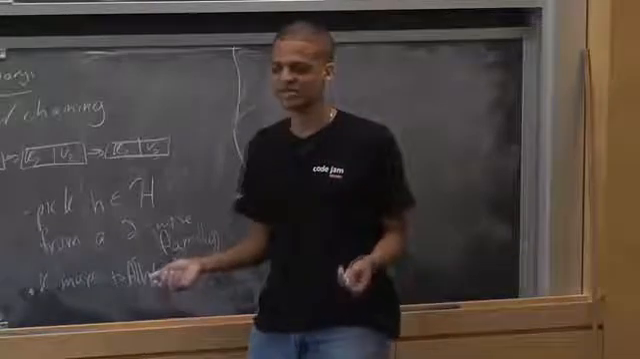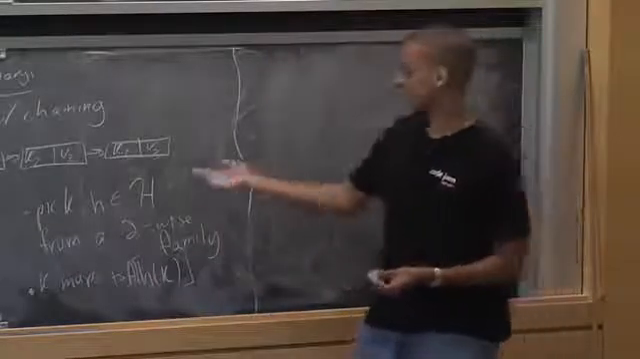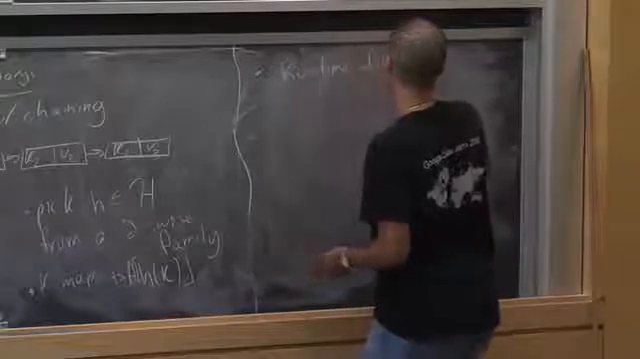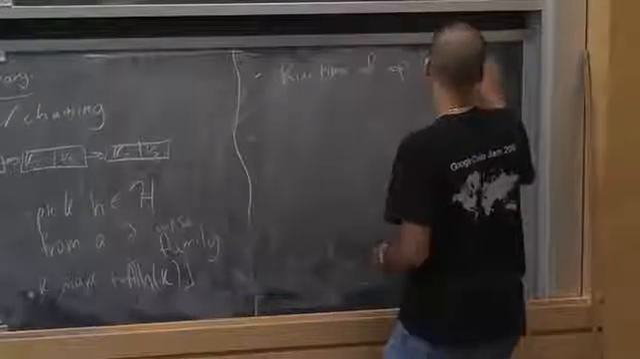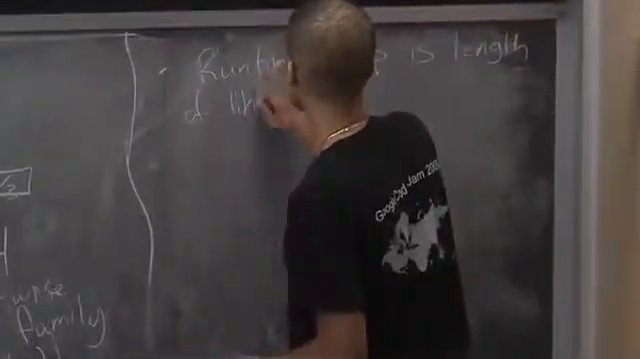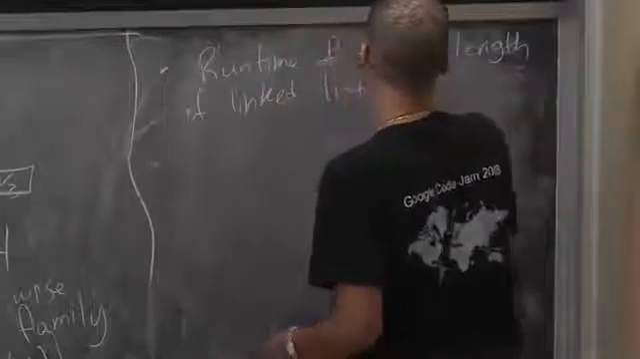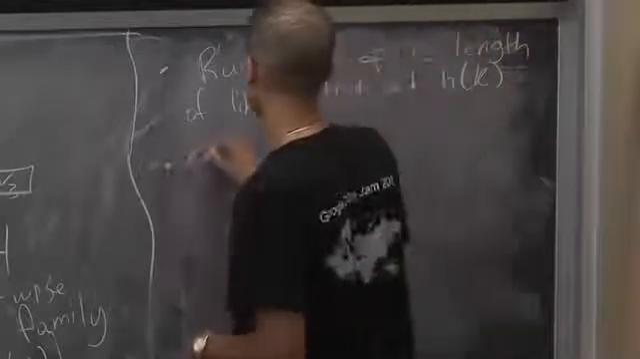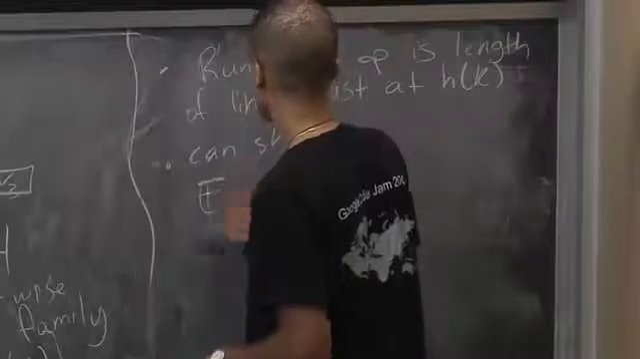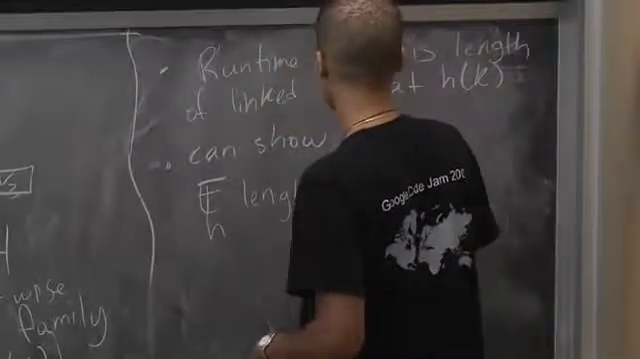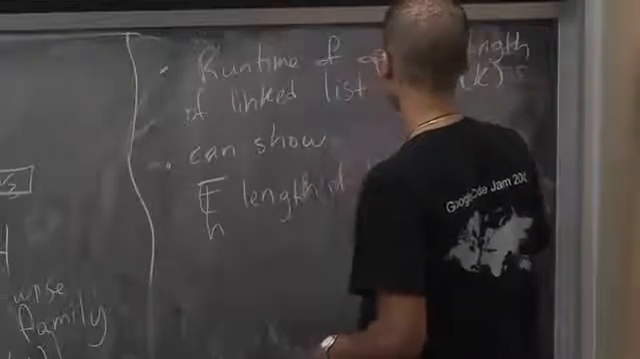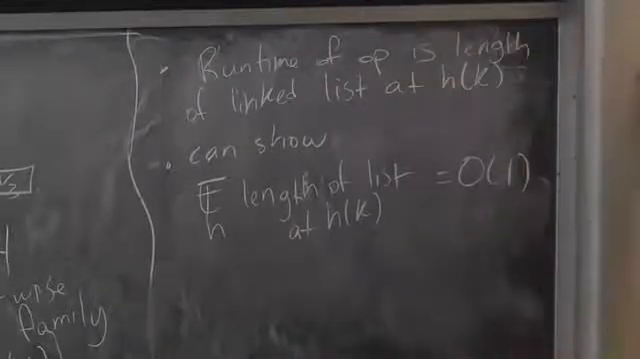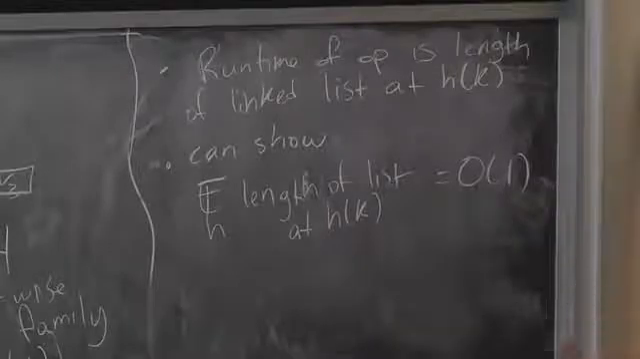Yeah, it's the length of the linked list that you map to, which is a random variable, because h is random. So the runtime of an operation is the length of the linked list at h of k. And you can show the expectation over h of the length of this list at h of k is a constant. So this gets expected constant time operations.